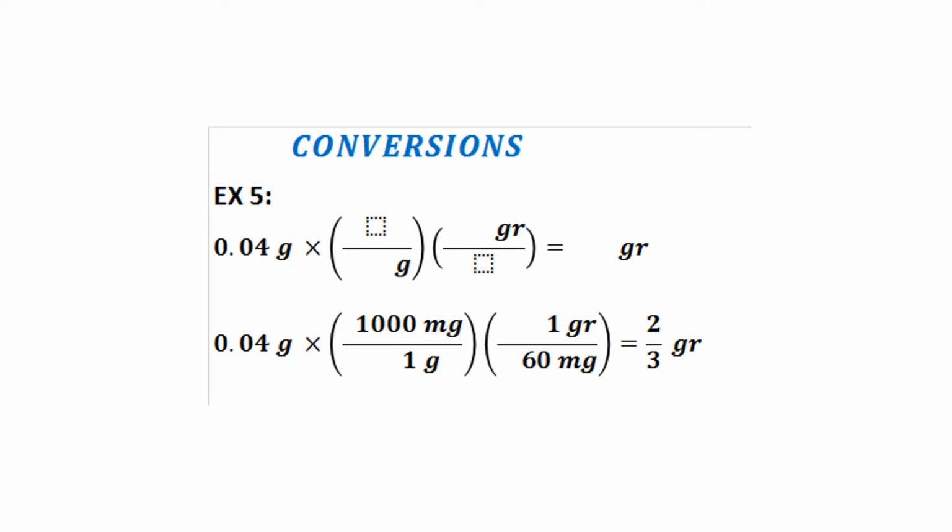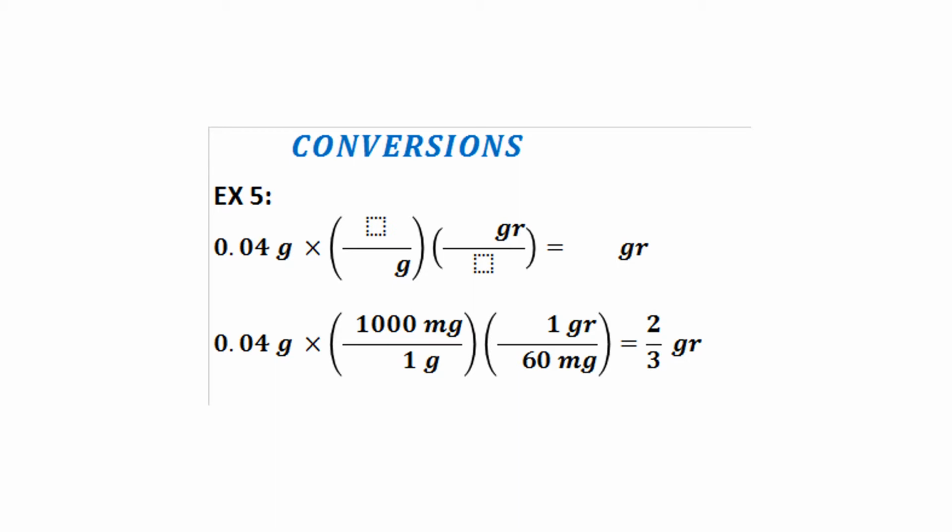Now, the easiest way is to get rid of your decimal right off. So 0.04 times 1,000, you move the decimal in 0.04 3 places to the right. So that would be 40 over 60, which is 4 over 6, which is 2/3 grains. And we've written that as a fraction because grain is an American term.